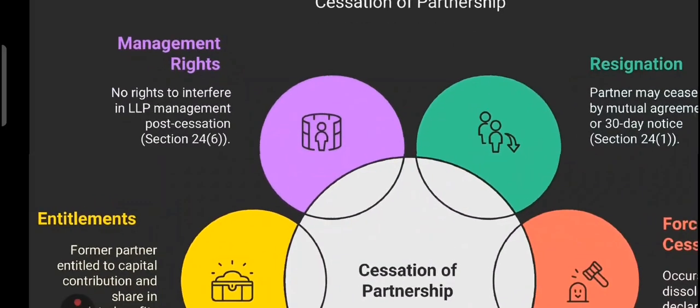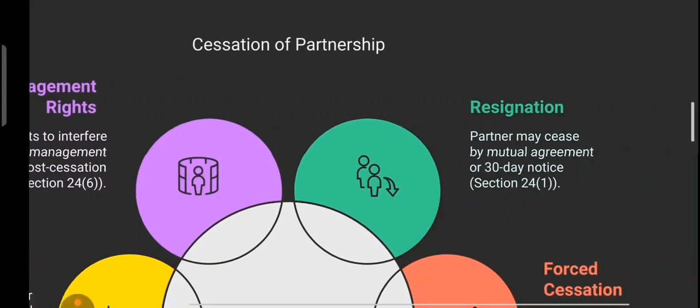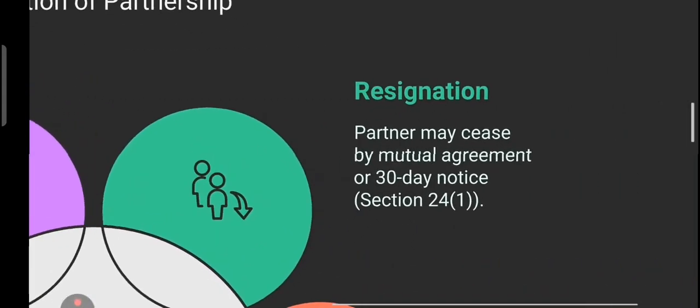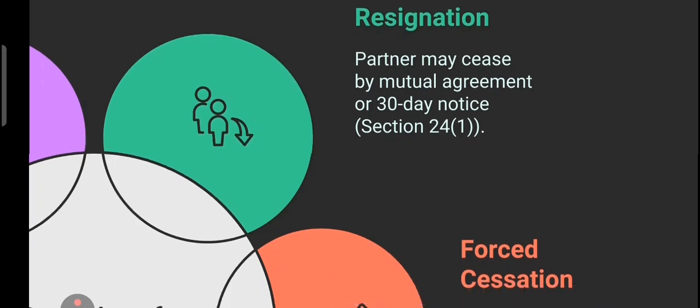What is the meaning of cessation? Suppose a partner stops being a part of the LLP. This is called cessation of partnership. Let's break it down. First of all, we have resignation. A partner can leave by giving a 30-day notice or through mutual agreement with other partners. So these are two ways of resignation.